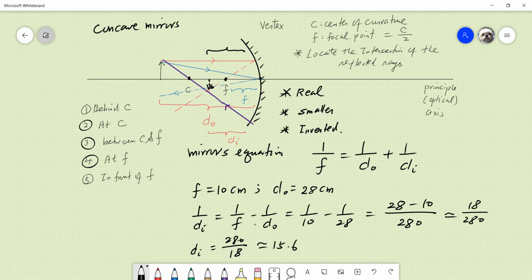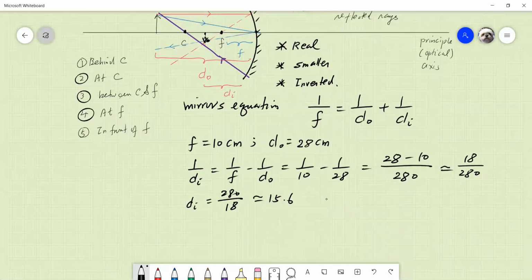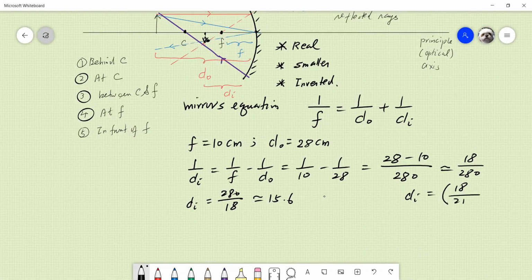Wait, Professor, I have a question. When you invert it, aren't you supposed to have a negative? I invert it, I mean I take the reciprocal of it. So what is DI equal to? DI is equal to this. Oh, okay, invert. Yeah, not negative.